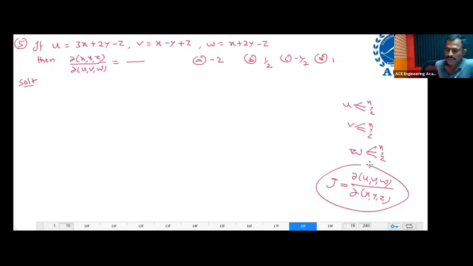But here, we are given u in terms of x, y, z, but we are asked to find the Jacobian of x, y, z with respect to u, v, w only, the reverse. For given u, v, w in terms of x, y, z, directly we can write this Jacobian, but we are asked to find the reverse. From the given 3 functions, if we are able to write x, y, z in terms of u, v, w, directly we can write this. If that is not possible, then we can use the note point number 2 after Jacobian only.